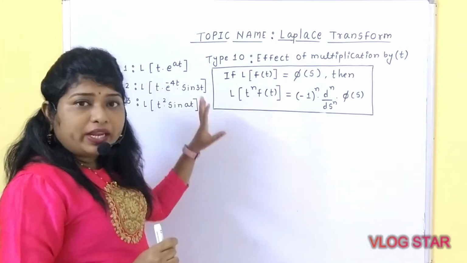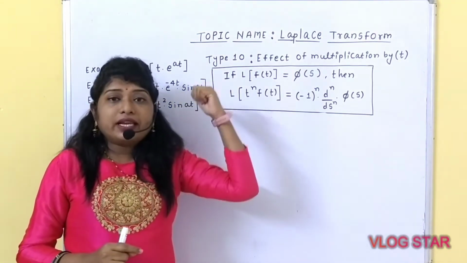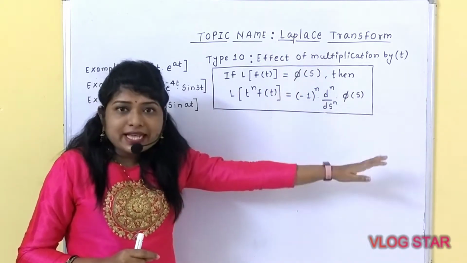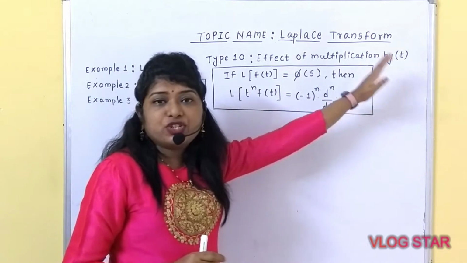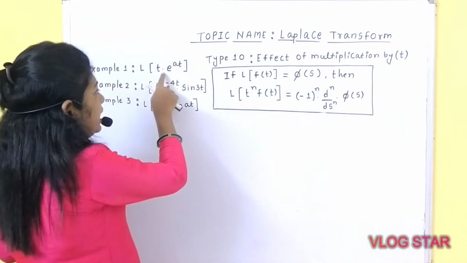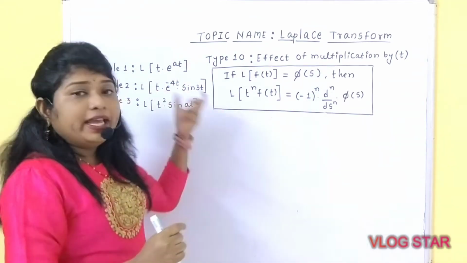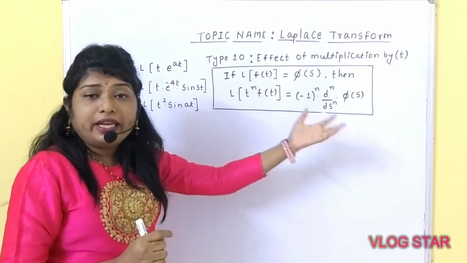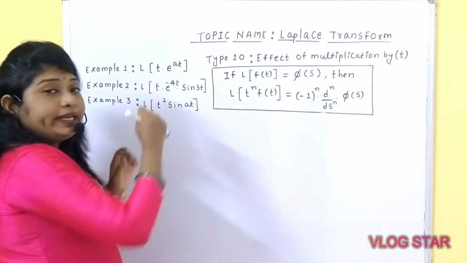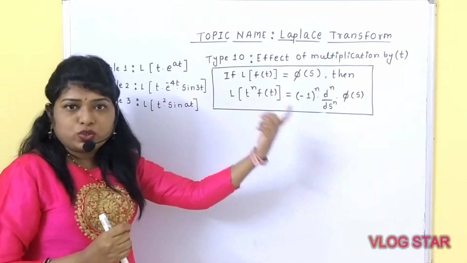By looking at this particular example, you have to identify that the given example is based on type number 10, effect of multiplication by t. If you observe carefully, this is t into e raised to at. After you have identified this is related to type number 10, you need to identify what n is. In this case, t means t raised to 1. The value of n is equal to 1.